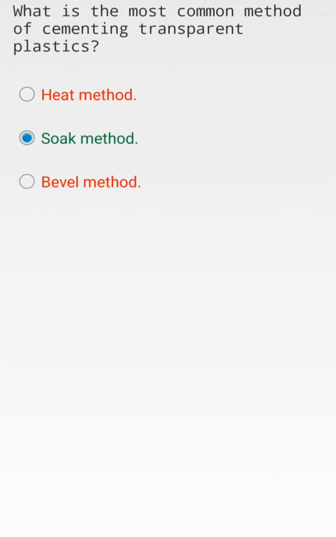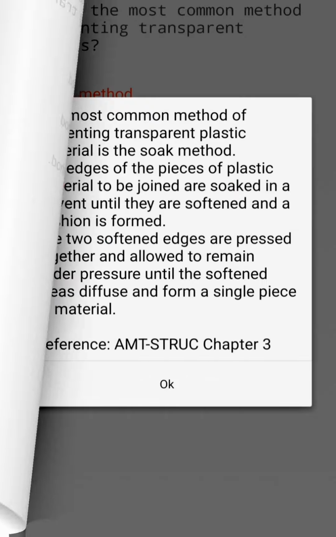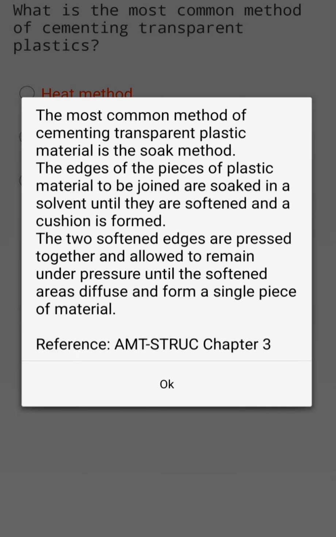What is the most common method of cementing transparent plastics? Soak method. The most common method of cementing transparent plastic material is the soak method. The edges of the pieces of plastic material to be joined are soaked in a solvent until they are softened and a cushion is formed. The two softened edges are pressed together and allowed to remain under pressure until the softened areas diffuse and form a single piece of material.